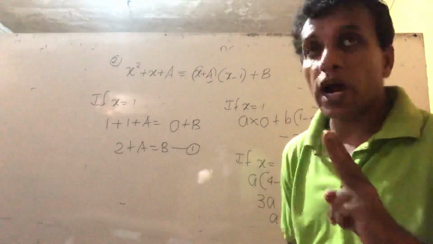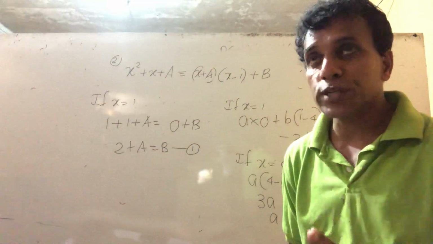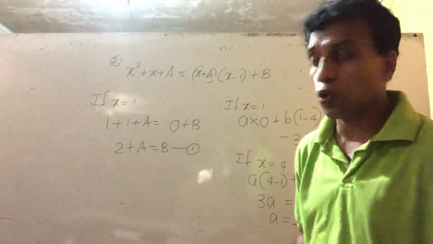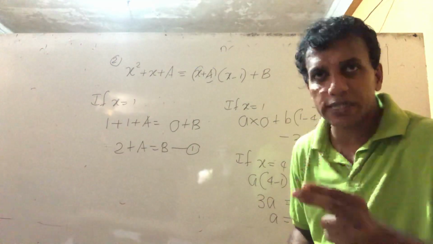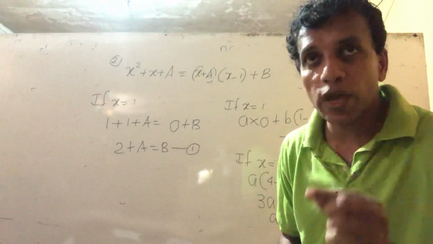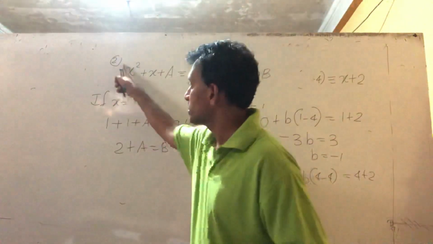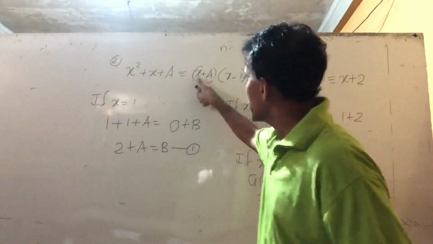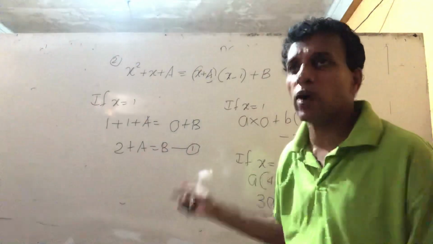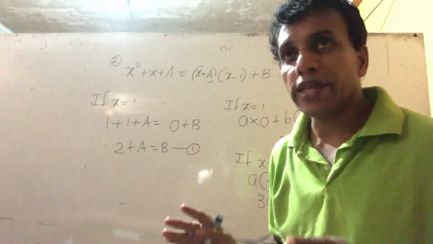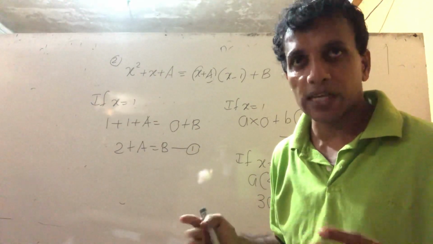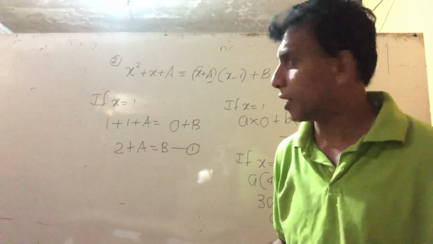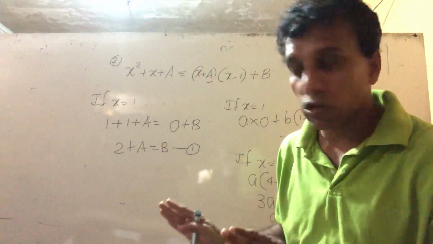So here there are 2 unknowns. Therefore, you need 2 equations to solve. Next, we use the coefficient method. If you take the x square coefficient, here it is 1, and on the other side, x into x, also 1. So if you equate the x square coefficient, it is useless, meaningless. You can't find any unknown part. Therefore you can't use the x square coefficient.